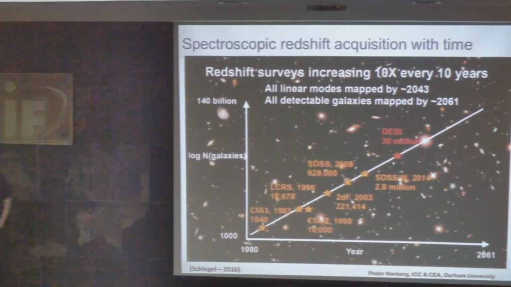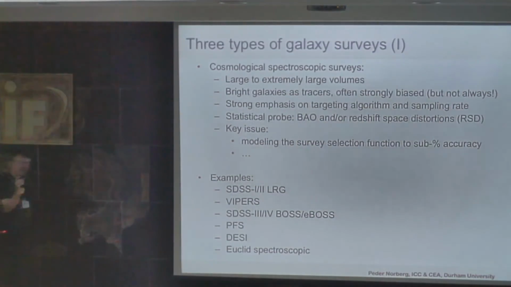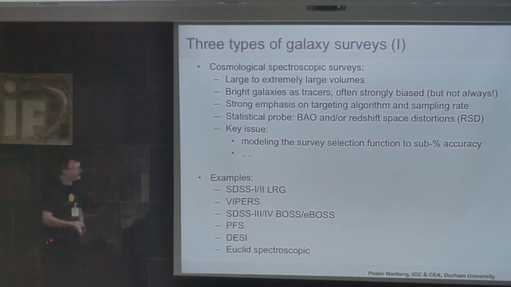I think one needs to bear that in mind, and how they have worked together with the scientists to develop them. So the types of surveys, you might have seen a couple of these ones. Cosmological spectroscopic surveys now, we mentioned that. What are they aimed to? They're large to extremely large volumes. They're bright galaxies, mainly as tracers, often strongly biased, but not always.